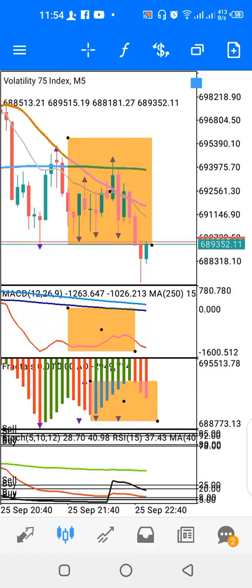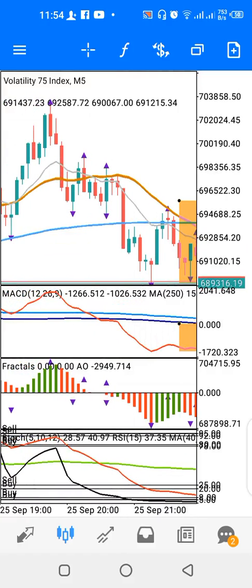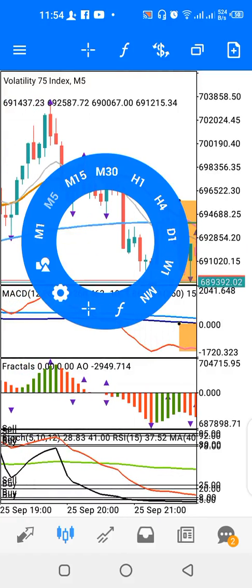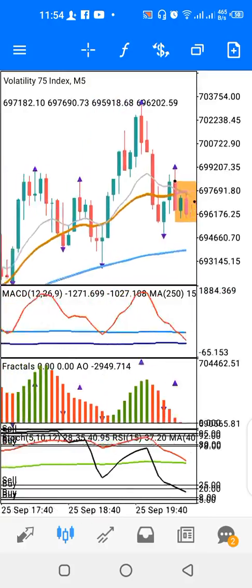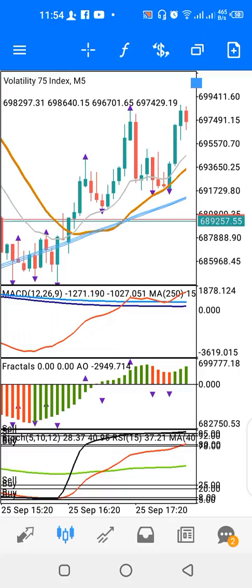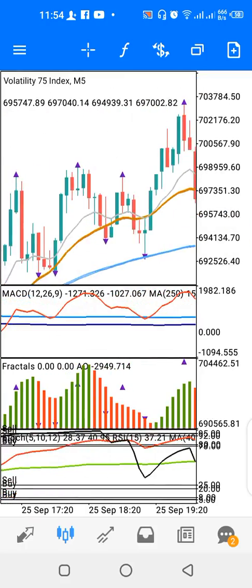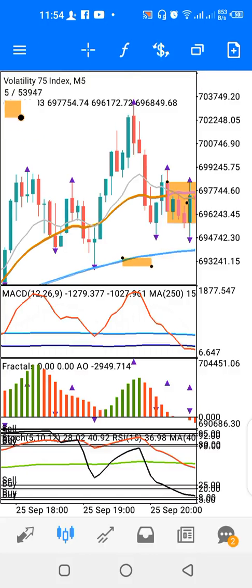So the way the strategy works is when the gray line crosses down below the orange line, I have my sell signal. But when it crosses up, I have my buy signal. But my trend signal is the blue line. This blue line is my trend signal.